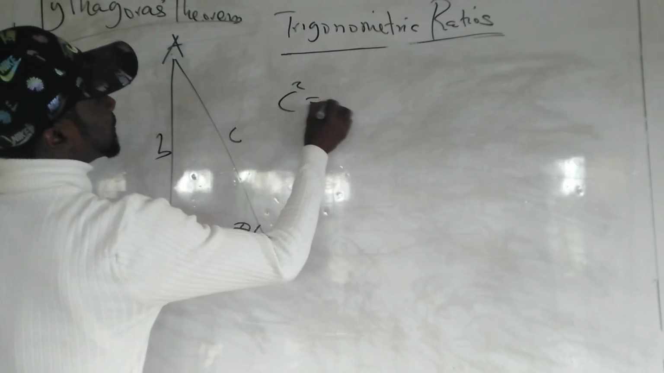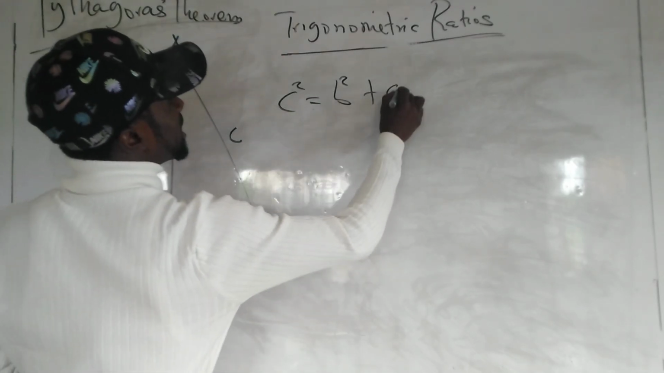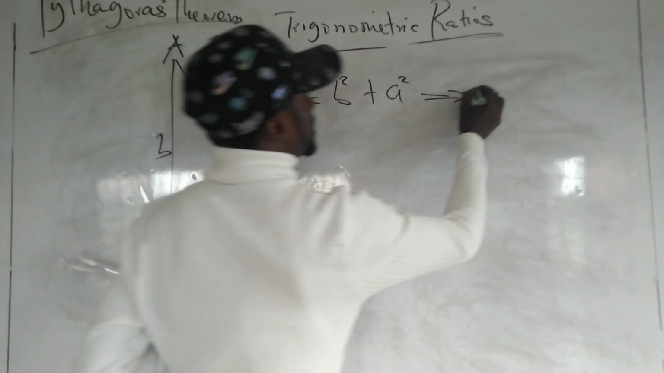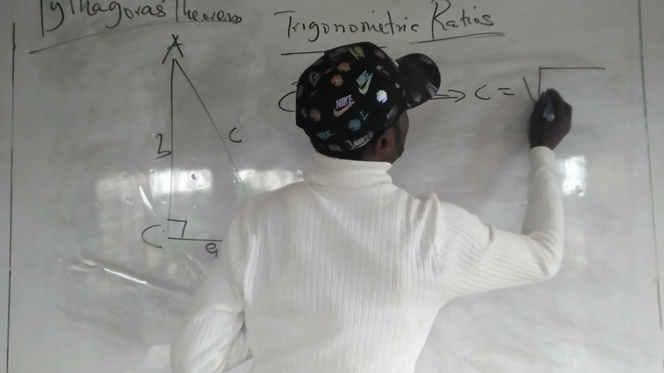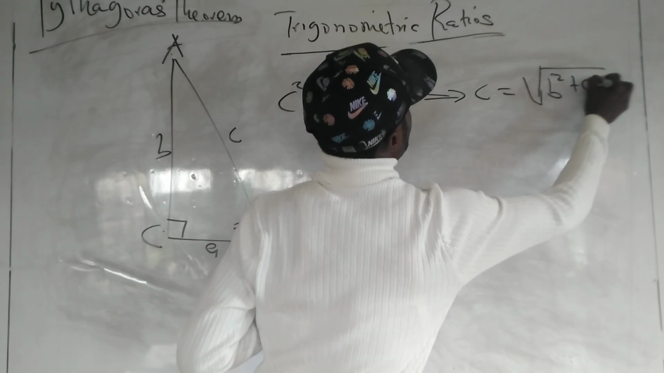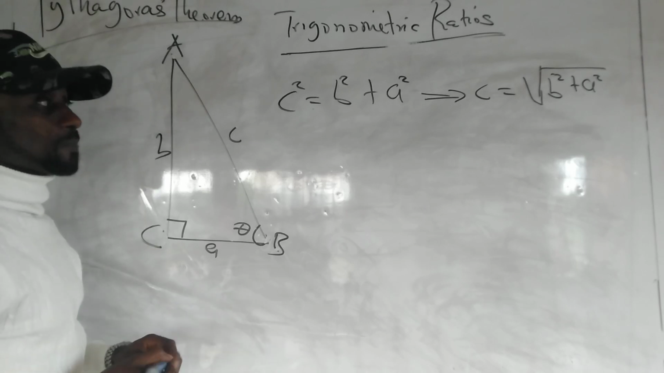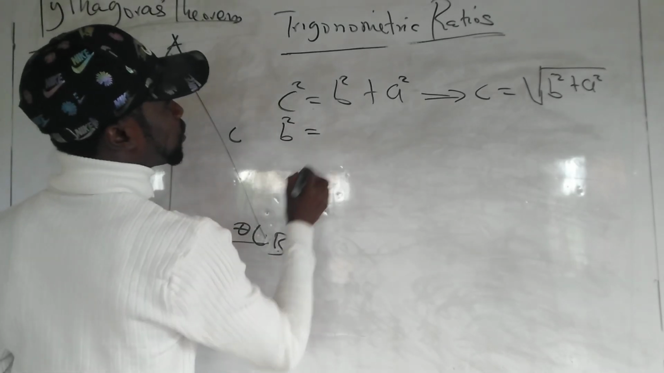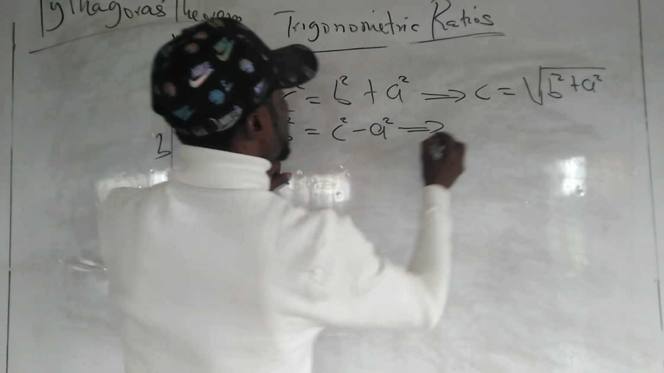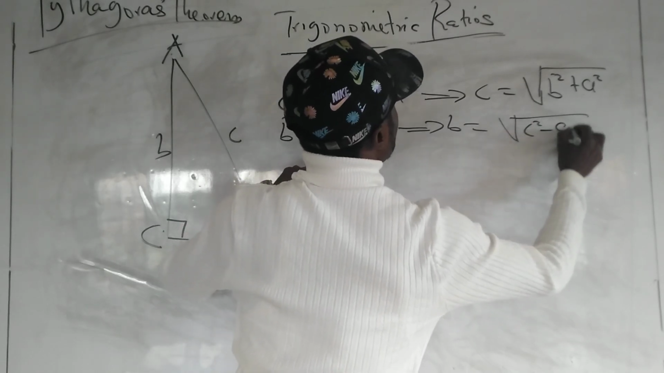We say that the square of the hypotenuse side is equal to the sum of the squares of the remaining two sides. Meaning that if I'm to obtain c, in this case, c will be equal to the square root of b squared plus a squared. Now, I can as well use this to obtain other sides, like b. If I'm to obtain b, b squared will be equal to c squared minus a squared. Meaning that b will be equal to the square root of c squared minus a squared.